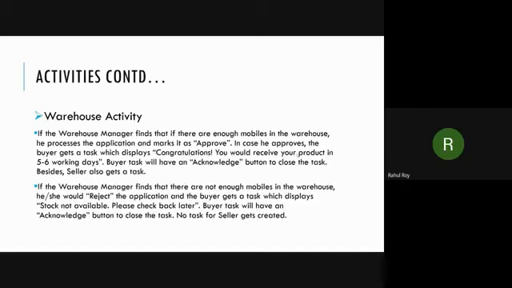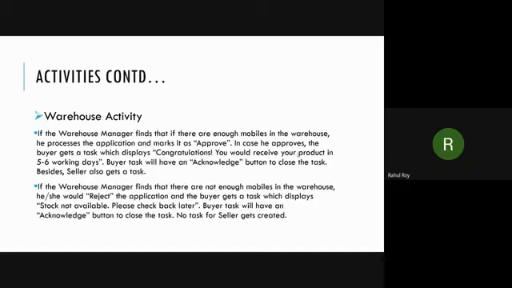Okay. So in case he approves, the buyer gets a task which displays, congratulations, you would receive your product in 5 to 6 working days. And buyer task will have an acknowledge button to close the task. Besides, seller also gets a task. So whenever the warehouse manager approves, one task will be created for the buyer, which will display, congratulations, you would receive your product in 5 to 6 working days, and it will have an acknowledge button so that the task can be closed. And also there will be one more task created for the seller.